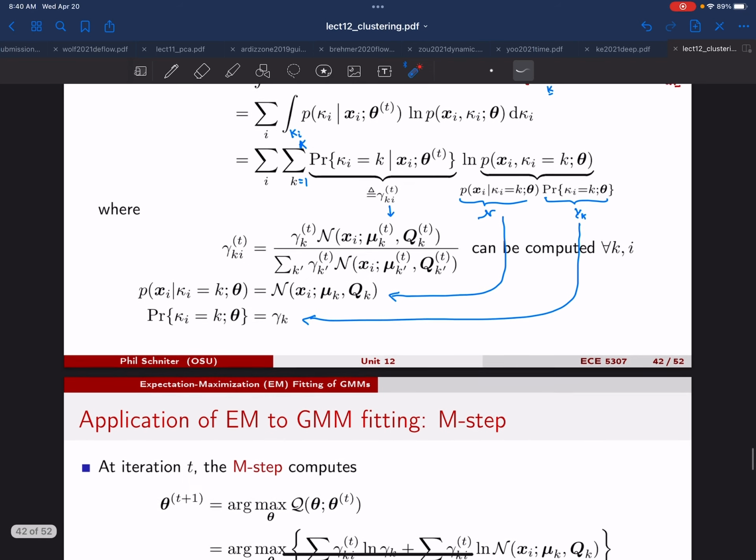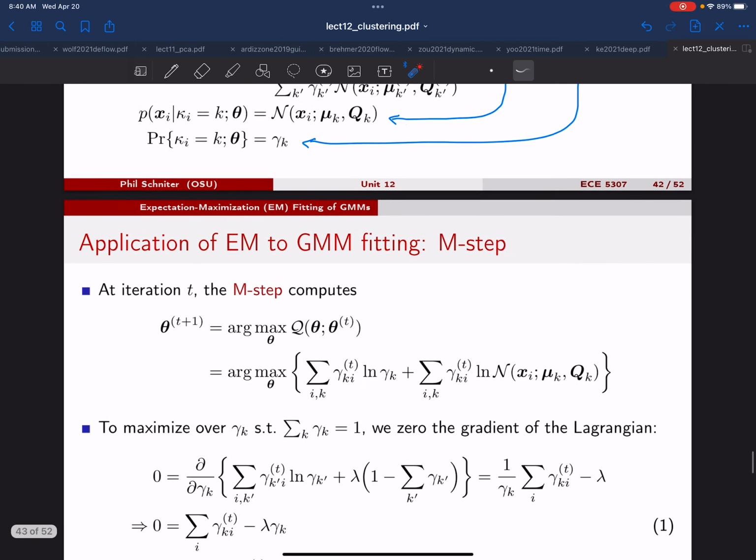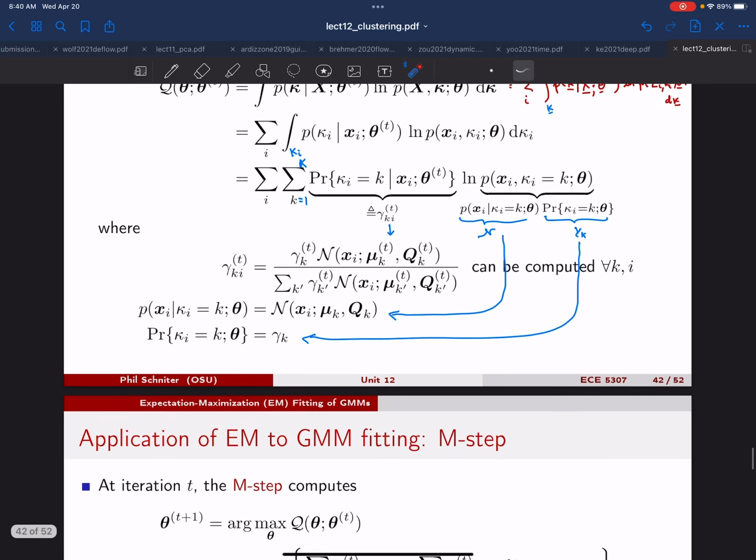Okay, so that was the E step. The M step goes like this. So we have now computed this function, and now we need to maximize it over theta. Okay, what is theta? Remember, what are our parameters theta? We want to maximize it over the weights, the gammas, the means, and the covariances. So we have to figure out how to do that.